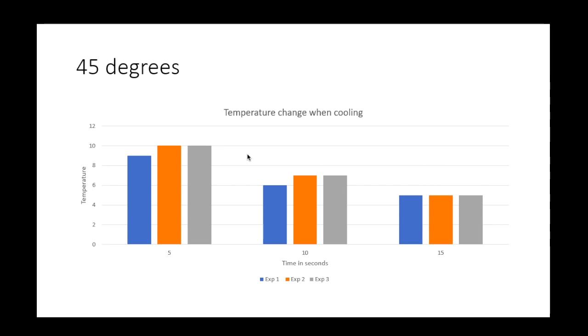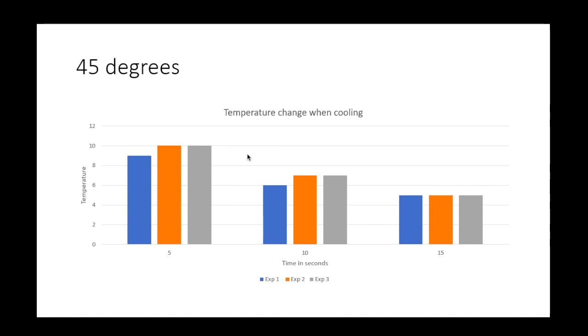and the other two. This could be for a number of reasons, including the initial temperature being higher than 45 degrees, or even human error when measuring the temperature. At 10 seconds, the same kind of result is observed, where experiments 2 and 3 are the same, whereas 1 is slightly lower. The final reading at 15 seconds shows all three results the same. This could be because the temperature has reached its lowest in terms of the cooling aspect.